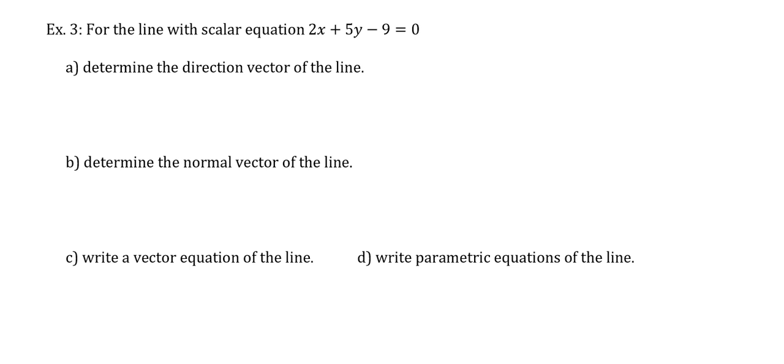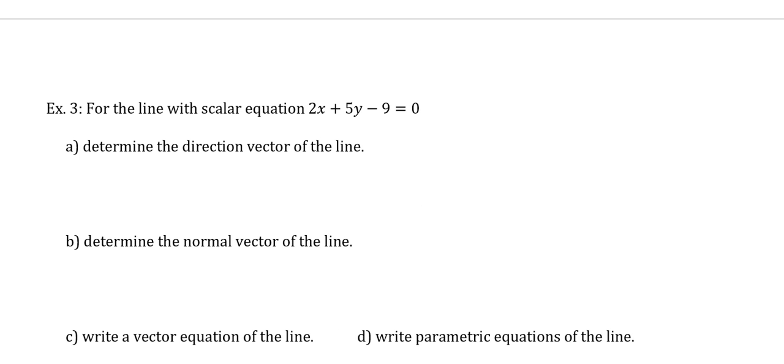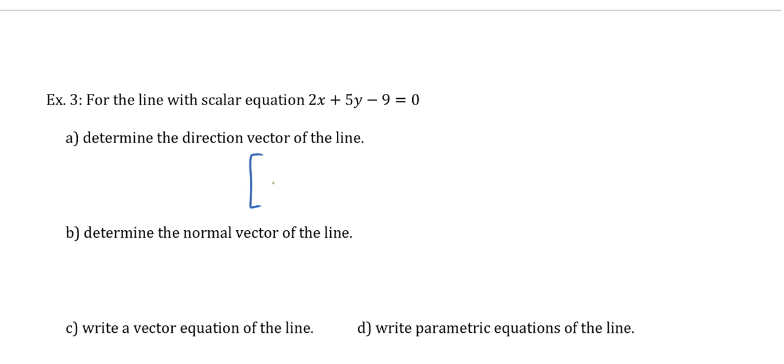Okay, so we're given a scalar equation. What's the direction vector? Looking back, it's negative BA, so negative 5, 2. And the normal vector is 2, 5. We just did that. We just talked about a line that's perpendicular and saw the dot product, right? So you can see why that would be a normal vector to the line.